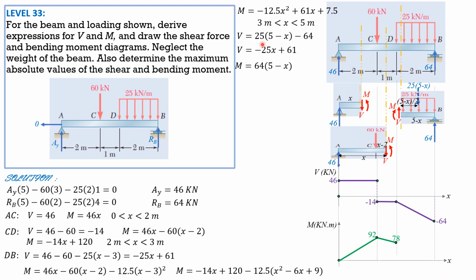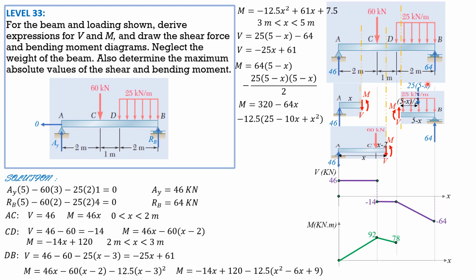So this is the equation considering this free body diagram. So shear is downward minus upward. So downward 25 times 5 minus x minus upward 64. Simplifying, shear in DB is negative 25x plus 61, which is the same equation here, even if we consider this free body diagram. So that's a technique. If there are many forces considering the left section, then proceed to the right section if it is simpler. Anyway, we will show here that the equations are the same.